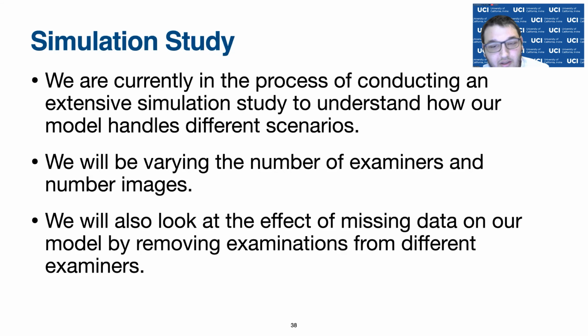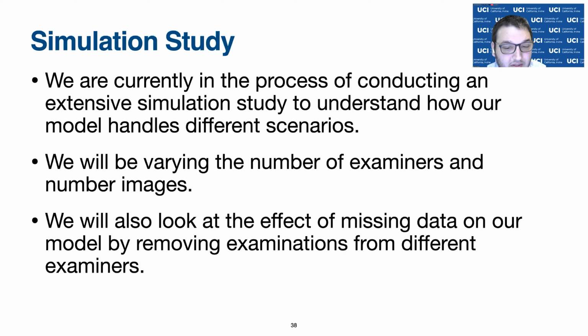So currently we are working on an extensive simulation study to understand how our model handles certain differences in data. Some of the key points here are we're going to look at the number of examiners. Right now we only have 4 examiners, but what happens when we increase that number? Or, I mean, it's very unlikely that we decrease that number, but how does that vary our results? Also, the number of images. Right now, we have 15 total images or shoes that were examined multiple times. So if we increase that to 100 or so, how would that affect our results?